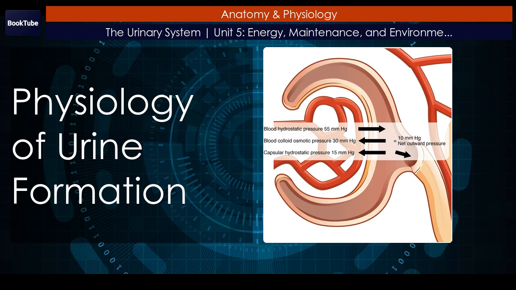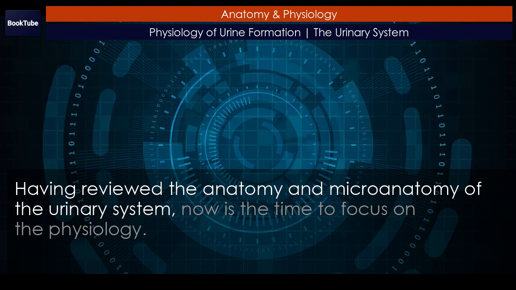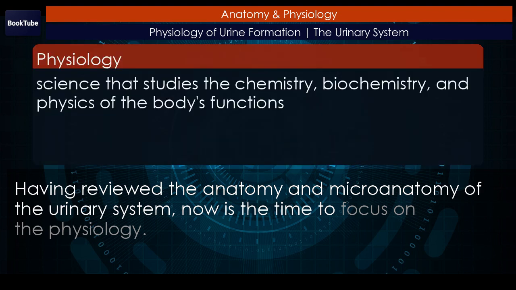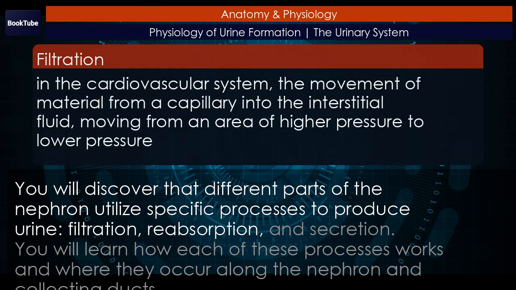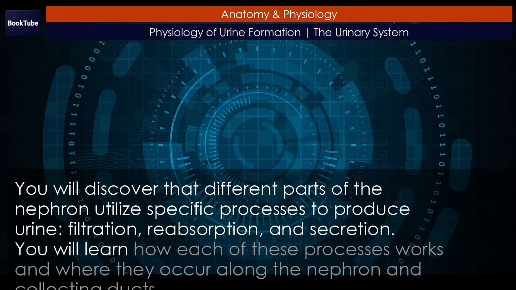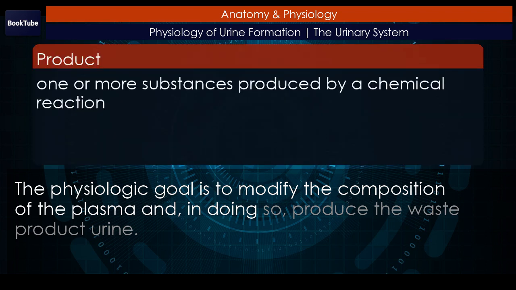Physiology of Urine Formation. Having reviewed the anatomy and microanatomy of the urinary system, now is the time to focus on the physiology. You will discover that different parts of the nephron utilize specific processes to produce urine: filtration, reabsorption, and secretion. You will learn how each of these processes works and where they occur along the nephron and collecting ducts.